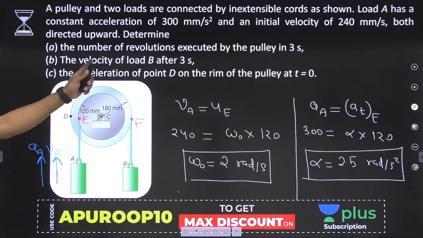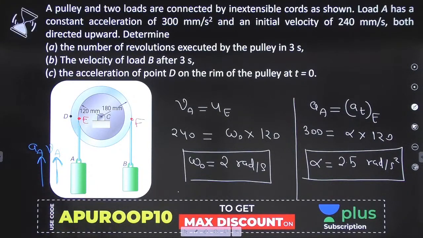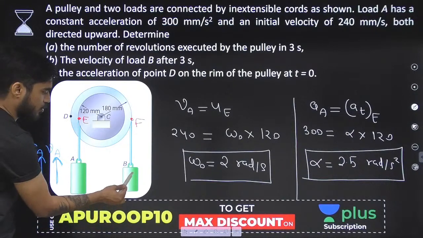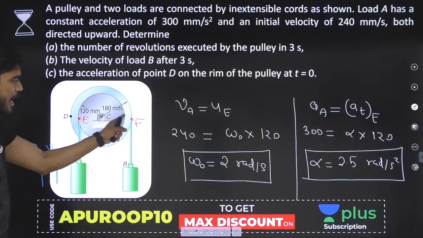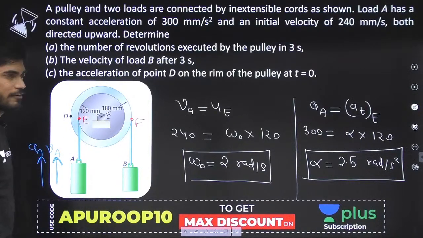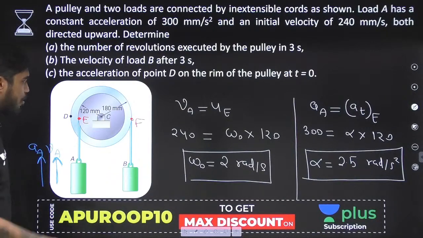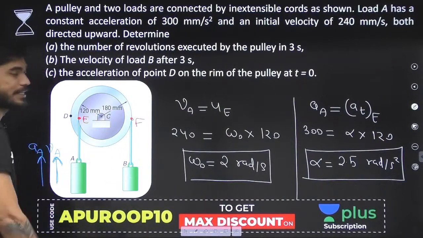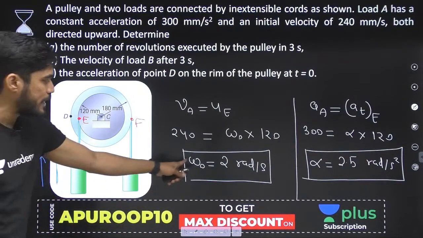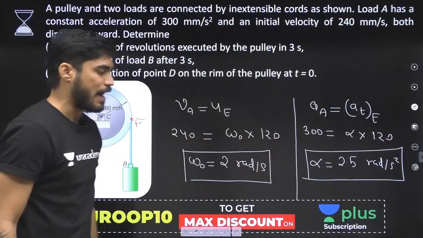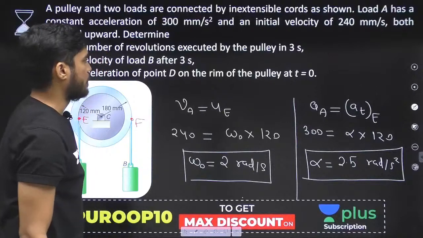Now the second question is the velocity of load B after 3 seconds. If you want to calculate the velocity of load B, it will be equal to the velocity of F. And how can I calculate the velocity of F? Omega into r of F. Now r of F is given as 180 mm, but omega I don't know, but I can calculate omega because I have omega naught and I have alpha.